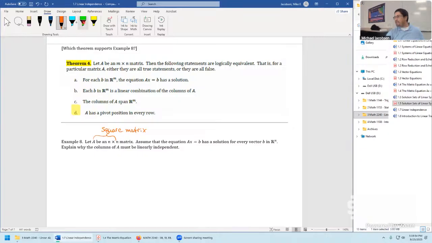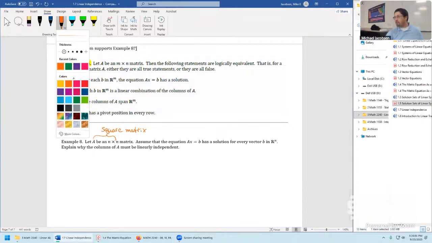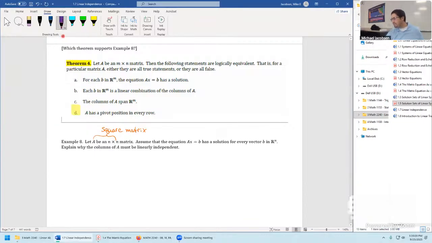And when we were saying this part right here, trying to decide on what part to color code, let's just use a marker here. Ax equals b has a solution for every vector b. That was just referring to part A. Ax equals b is always consistent. It always has a solution.